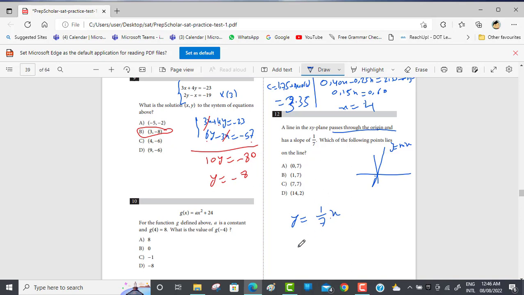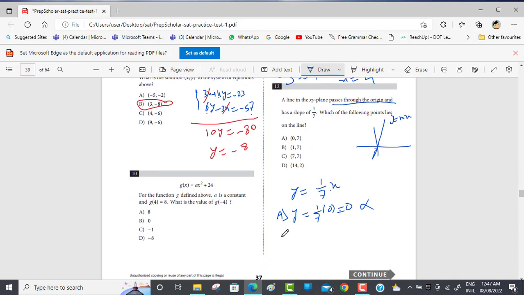If you replace x by 0 and try answer A, y equals 1/7 times 0, which is 0. It's not 7, so it doesn't work. The answer should be equal to the ordinate. Now I can try B, y equals 1/7 times 1, which is 1/7, it doesn't work. If you try C, y equals 1/7 times 7, the answer should be 7. It's not 7, it's 1, so it doesn't work. So of course the answer is D.